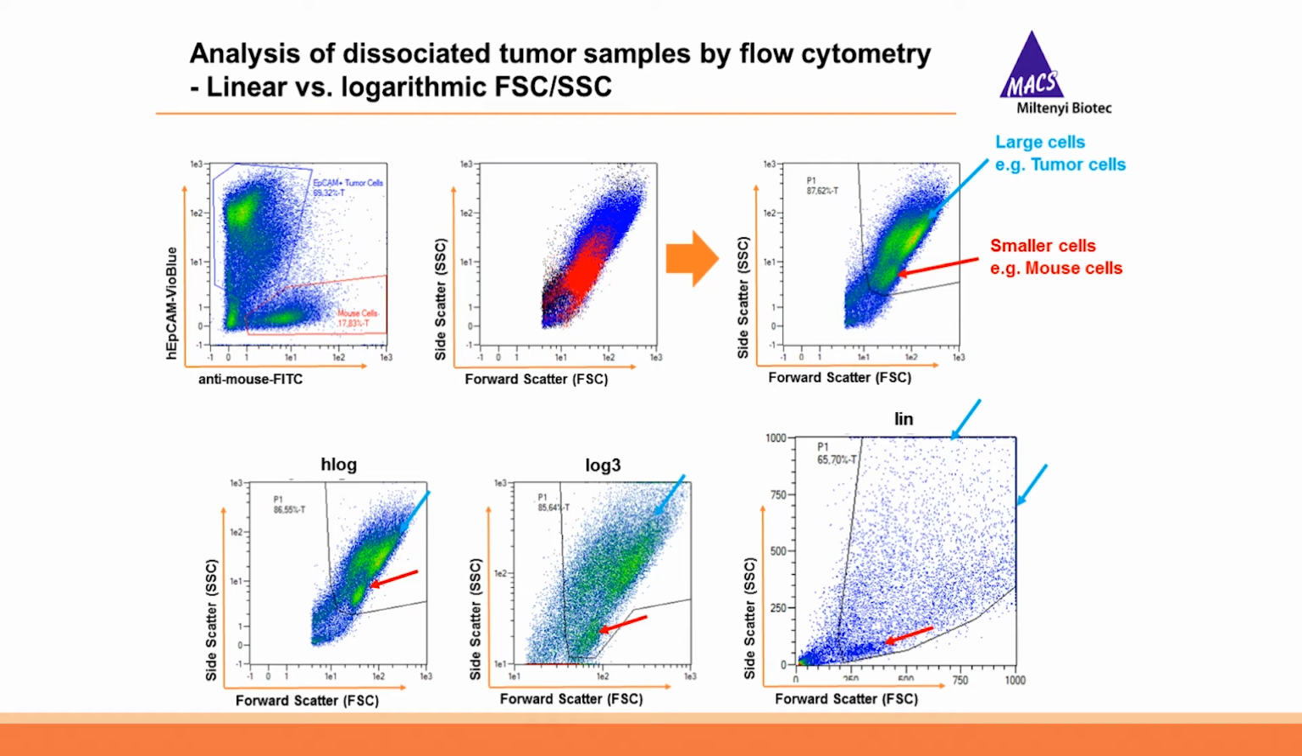So another question that we are frequently asked is why we use a logarithmic scale in the forward side scatter dot plots. And that is pretty specific to solid tissues, I would say. And here's the reason why.